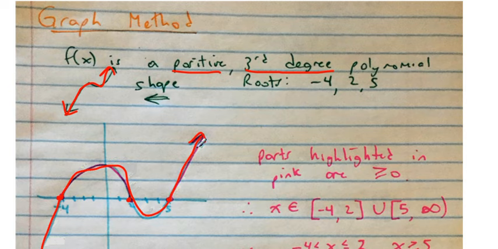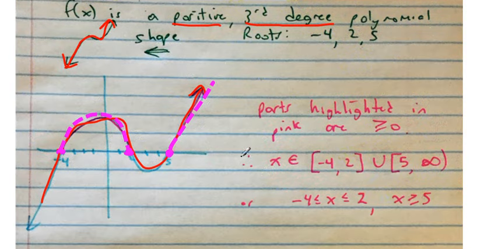And again, I'm not trying to make a beautiful function. I just need to see where is this function above or equal to 0. And so I've emphasized it there. So between -4 and 2, including both of those roots, and then after 5, and of course you can answer that in interval or set notation here and here.